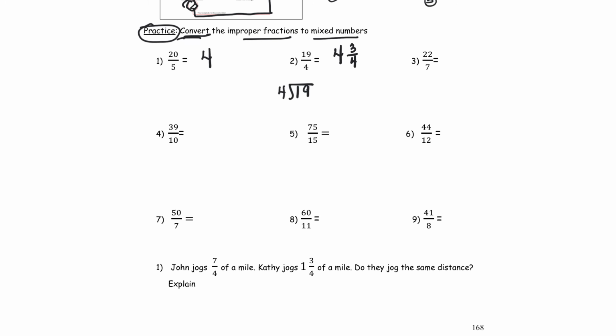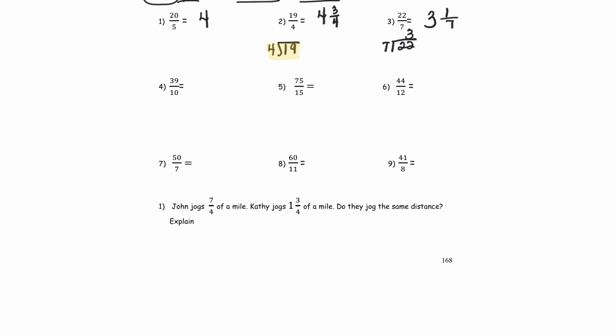Some of you, I know for me personally, once I set it up like this, I need to see it this way. You can do some of the division mentally in your head, but if you would prefer to write it out, you definitely can. Let's go on. We'll do one more together. 22/7. So I know that's 22 divided by 7. I know my denominator is going to stay the same. 7 goes into 22 3 full times. So it's 3. There's 1 left. 3 and 1/7.